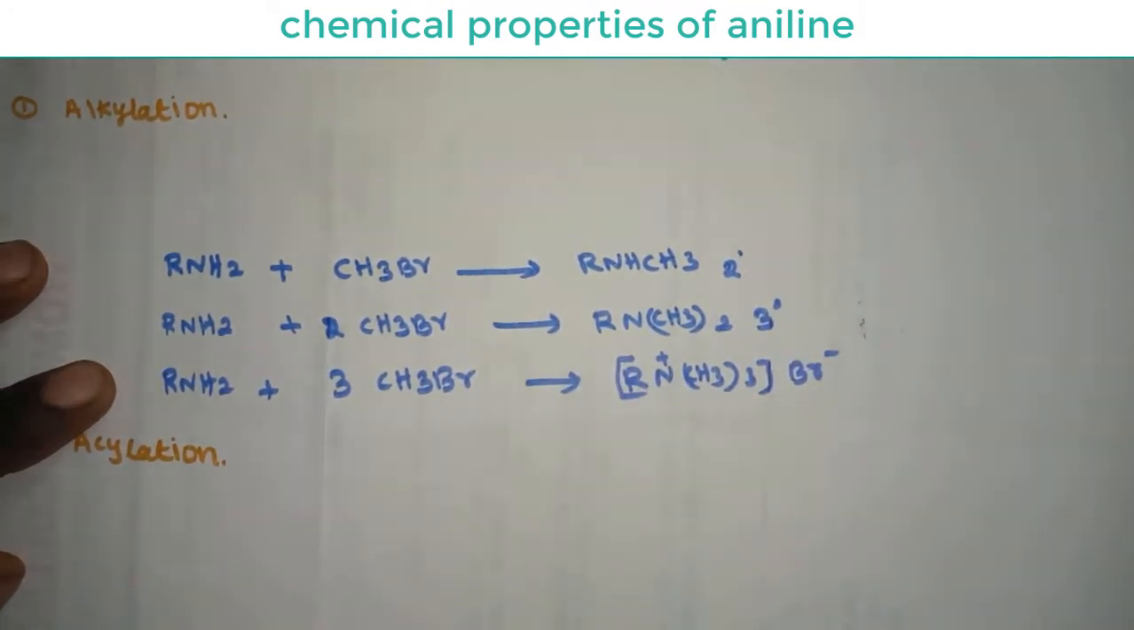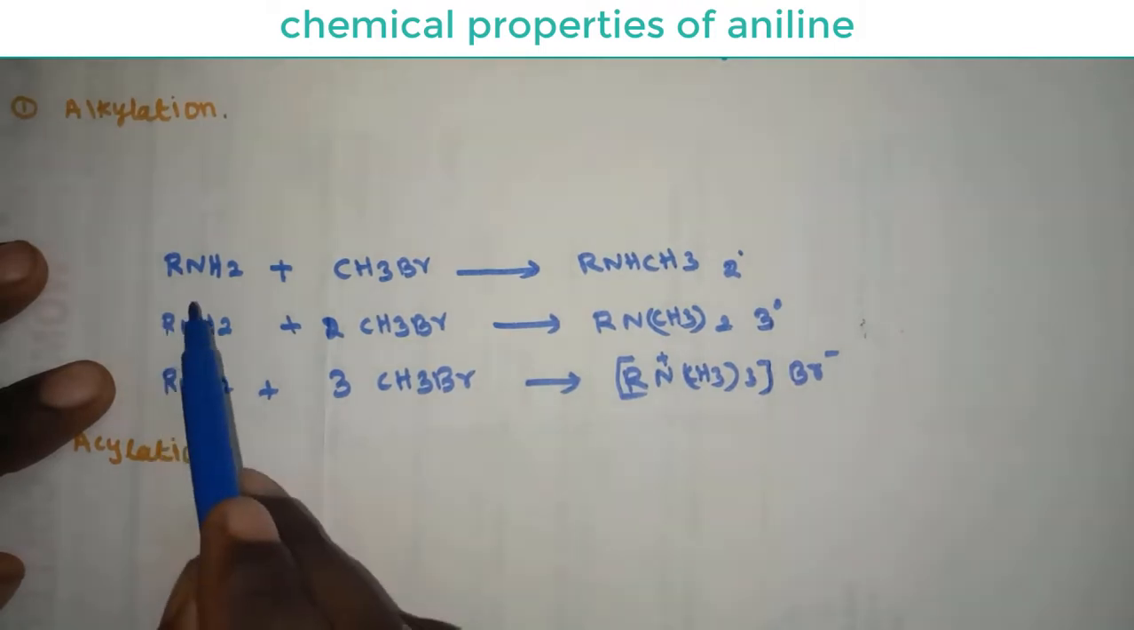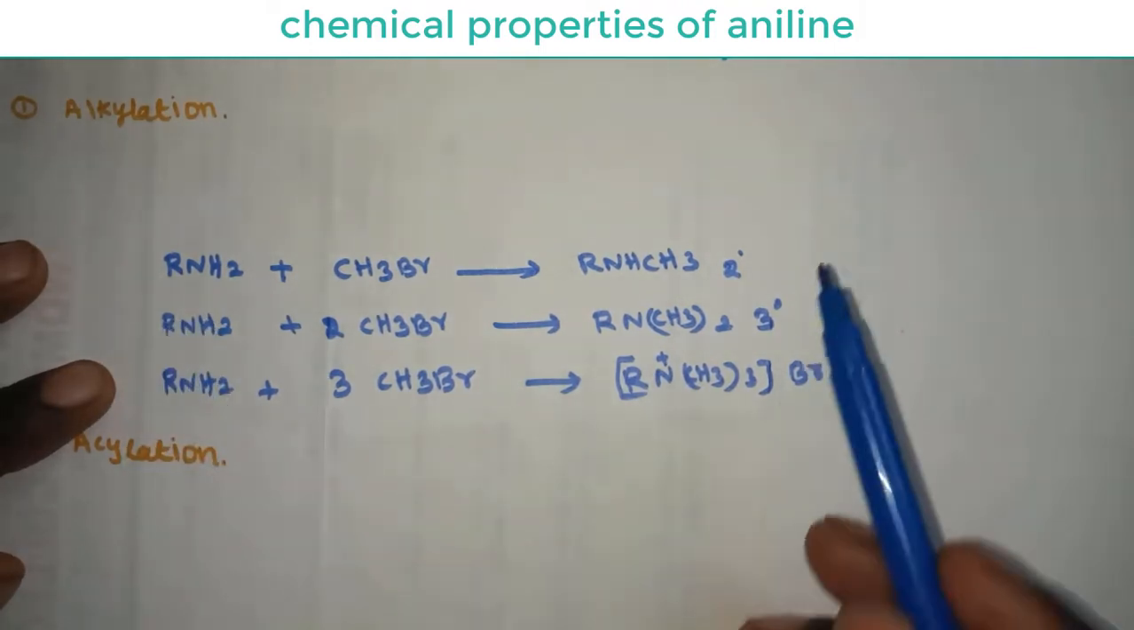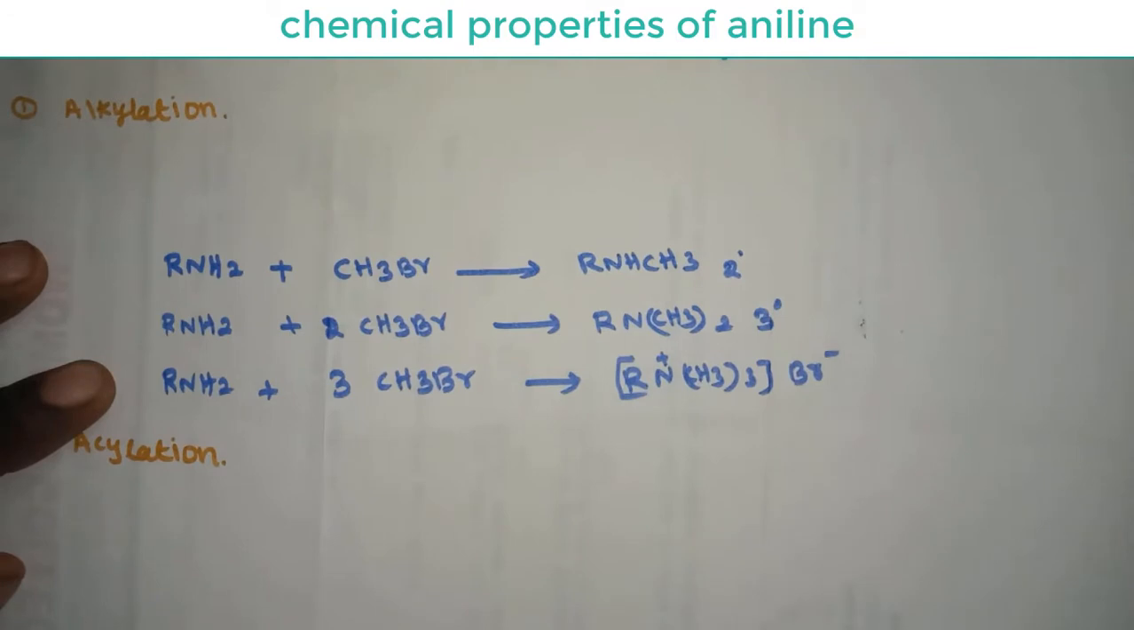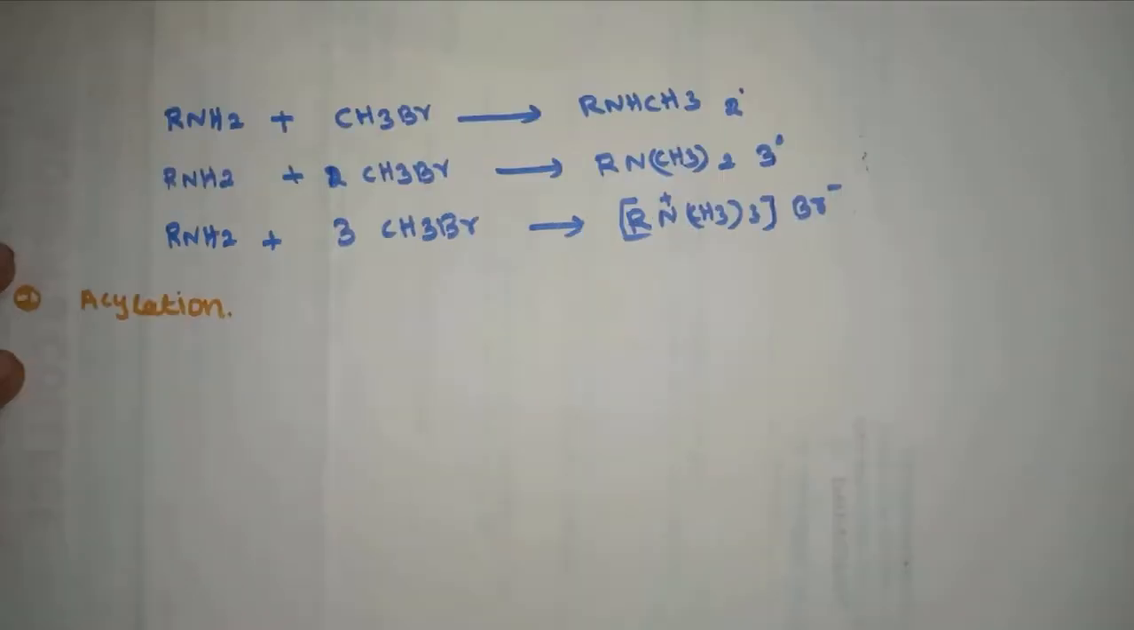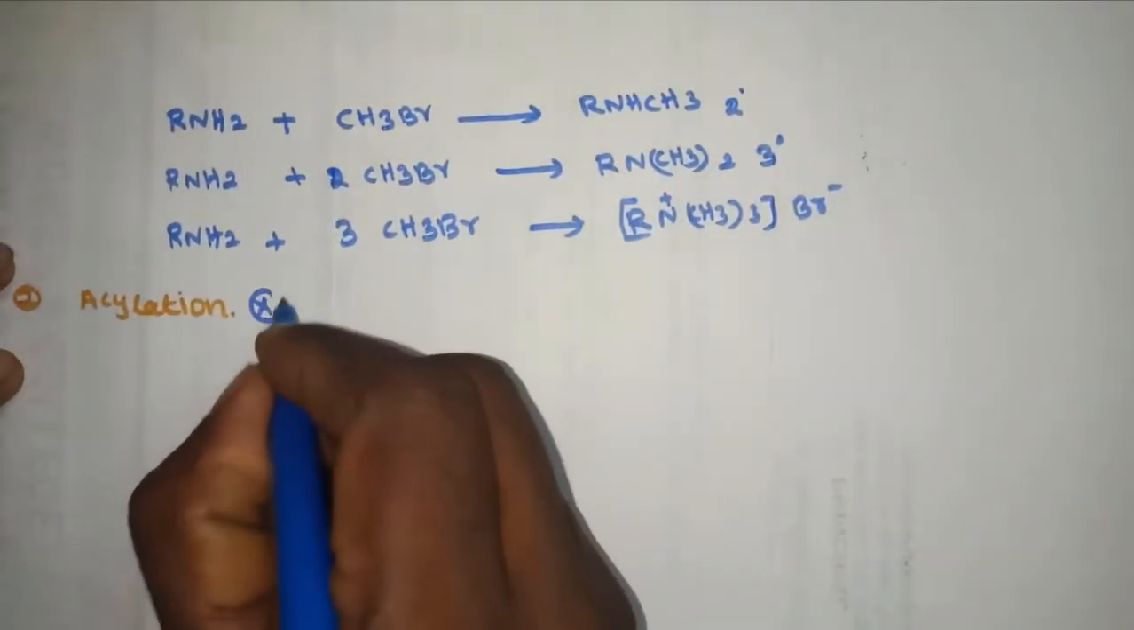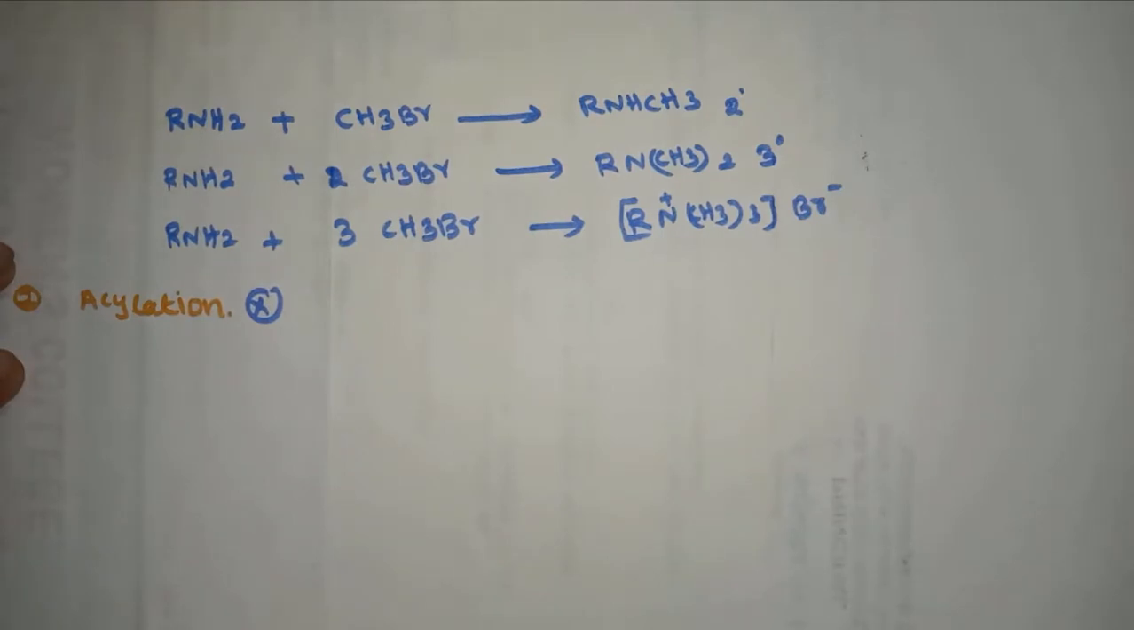Chemical properties of amines. First one, alkylation reaction. When amines react with alkyl halides they form secondary, tertiary and quaternary ammonium salts. Next one is the acylation reaction. This is also very important. Aliphatic or aromatic primary and secondary amines react with acetyl chloride or acetic anhydride in the presence of pyridine to form an N-alkyl acetamide. This reaction is called an acylation reaction.